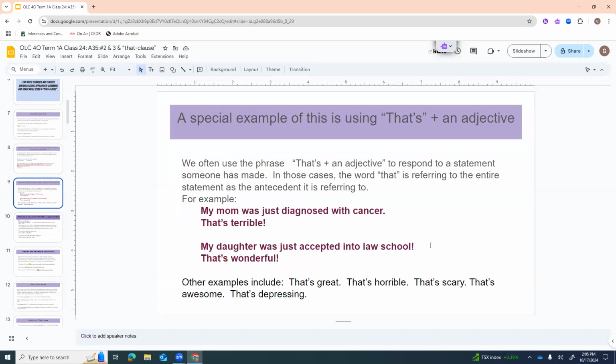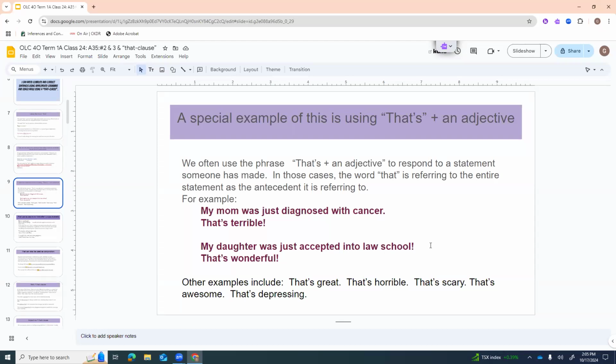Now, a special example of this is when we use the word "that's" and an adjective. Often we're responding to a statement that someone has made, and in that case, the word "that" is referring to the entire statement the other person made, and it becomes the antecedent. So if somebody said to you, "My mom was just diagnosed with cancer," and you say, "That's terrible," the word "that" is referring to that entire other sentence: my mom was just diagnosed with cancer.